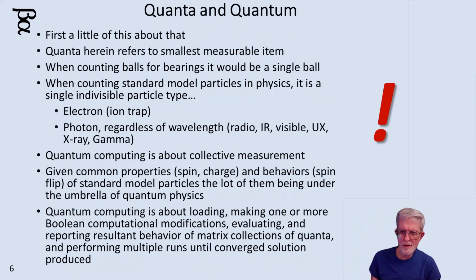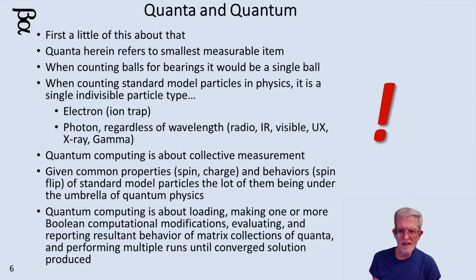So when we're referring to quantum and quanta and things like that, here's the simple description of it. Quanta refers to something that's a measurable item. And if you have a lot of them, then quantum. So if I was counting balls for ball bearings, an individual ball would be a quantum item. And if I was counting them up, it would be counting of quantum items.